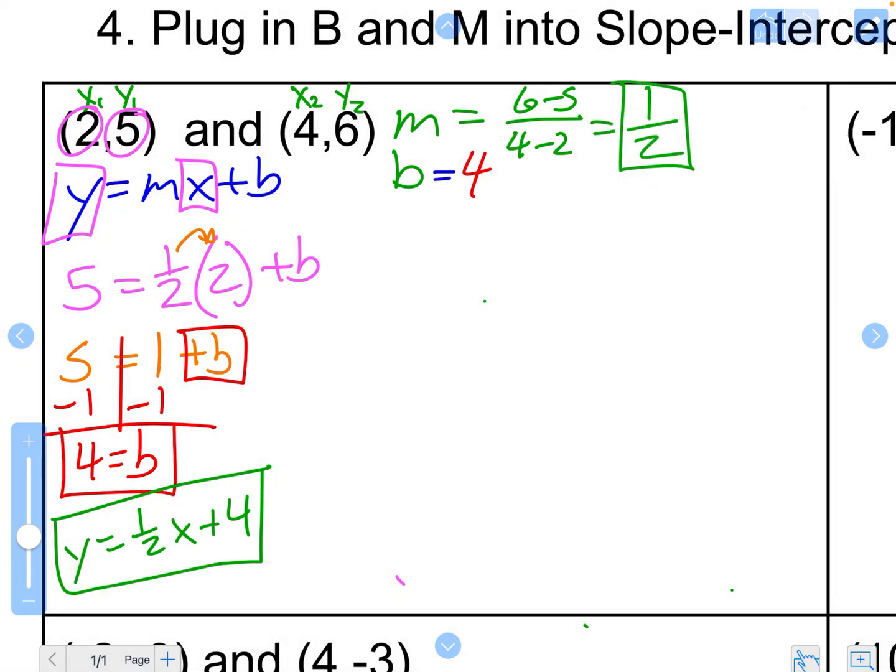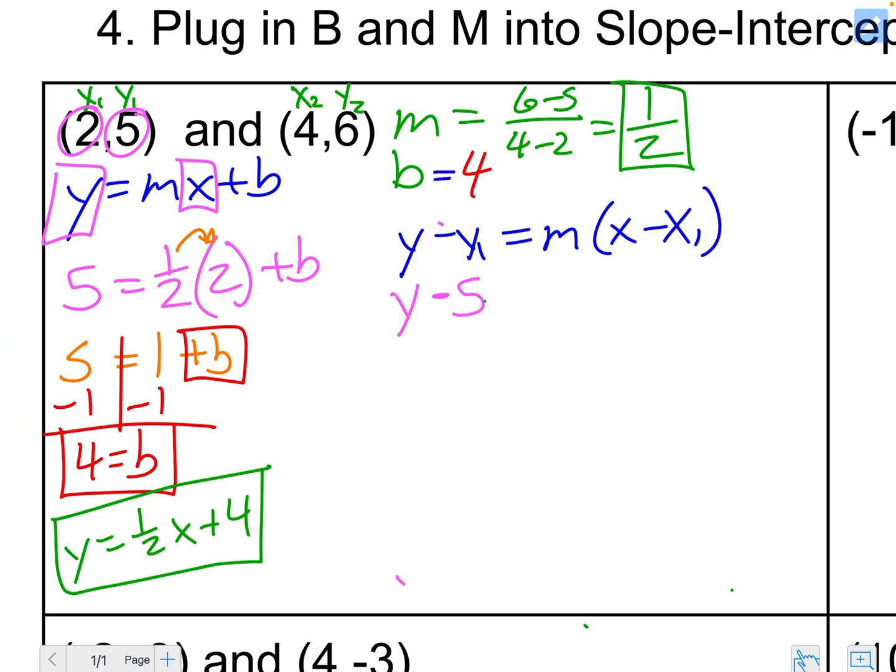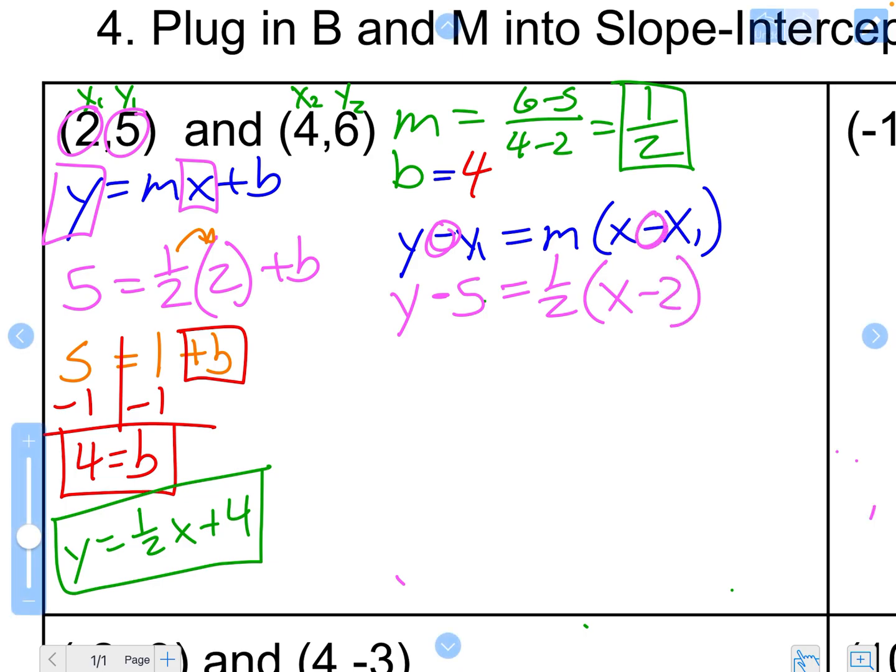Our other option is we can use point slope form that we learned about last lesson. So y minus y1 equals m parentheses x minus x1. And so we go y, I need to change my y1 to a negative because I have to flip the sign. 1/2 parentheses x, and then I change my 2 to negative because again I have to flip the sign.